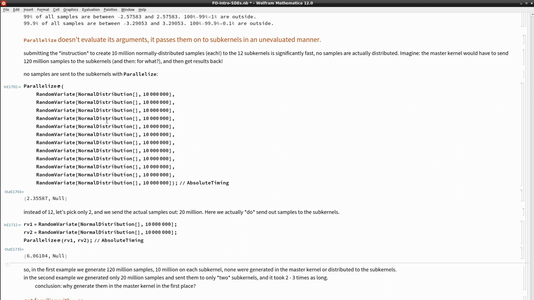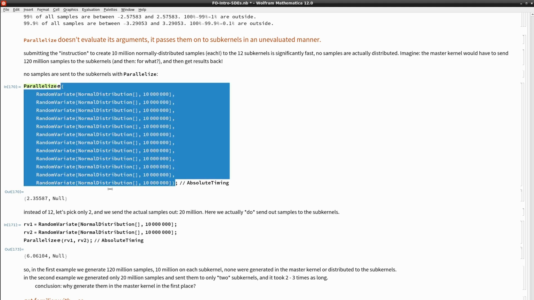So keep in mind that you should try to parallelize with something that can be easily parallelized, and in this case it's just a list. Parallelize knows how to deal with lists, and here we have a list of 12 elements corresponding to these 12 subkernels that we are now submitting to the 12 subkernels that I have.